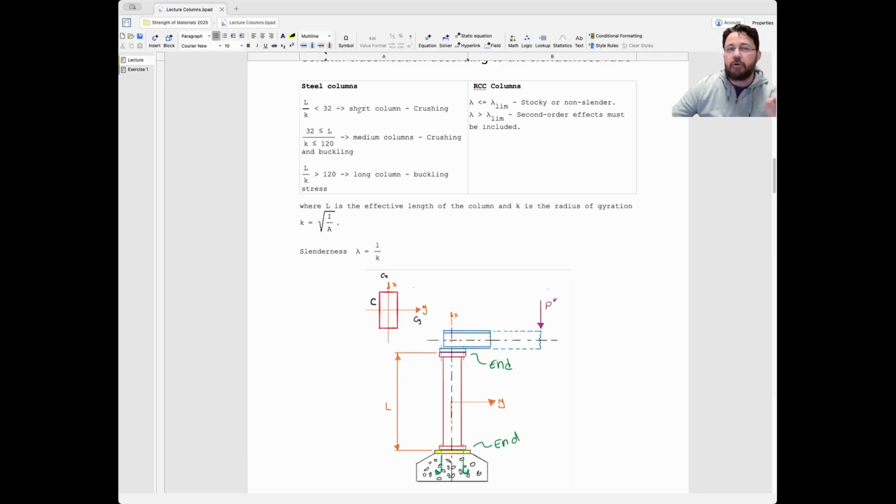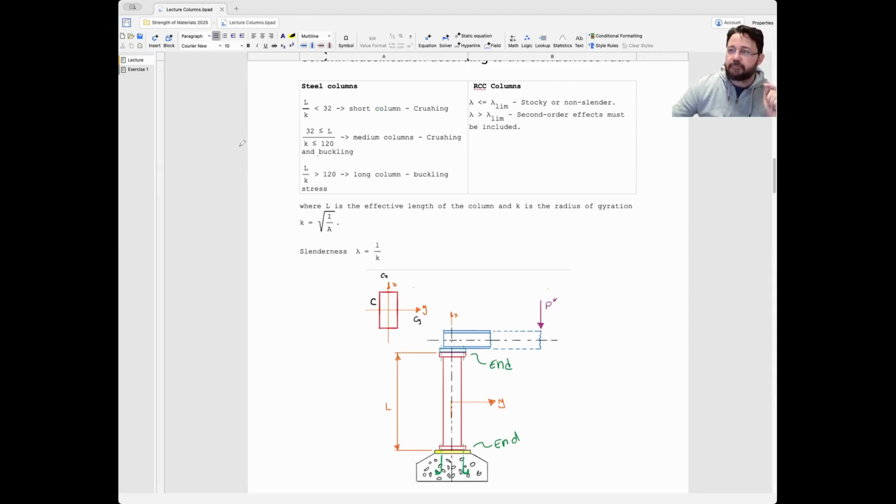If we're talking about a short column, most probably it is going to fail by crushing, which means, you remember the normal stresses we saw, sigma equals P divided by A. This has to be smaller than the critical stress, or the strength of the material. So this is crushing, plain and simple: the normal stress generated by the force is less than the strength that the material can support. Plain and simple. What else?